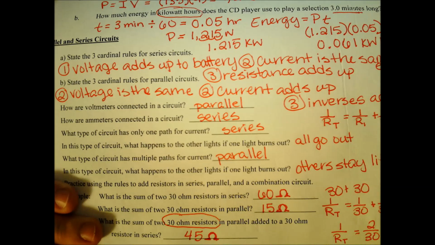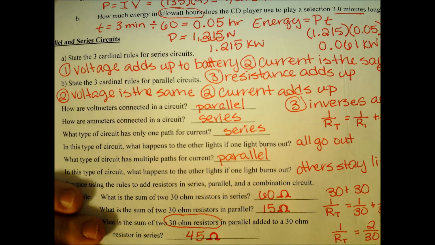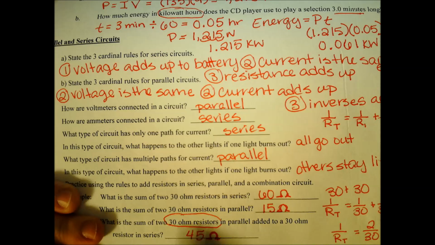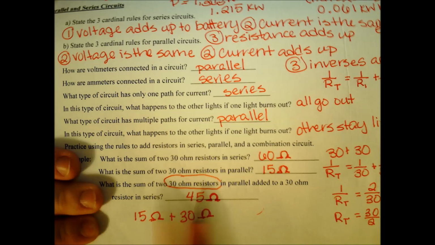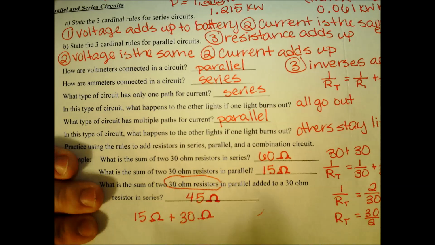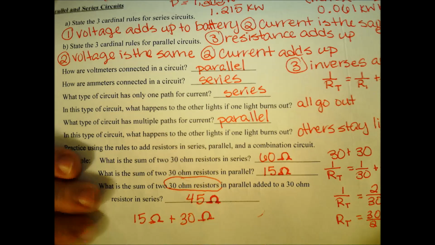Just be really careful when you work through these. Combine things that are like first, and then combine things that are different. These two were both in parallel, so we combined them first. Then this was parallel and this was series, so we combined them second.